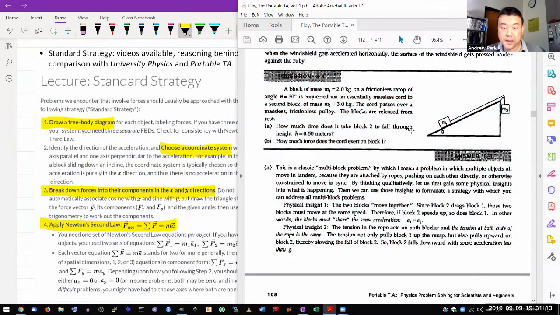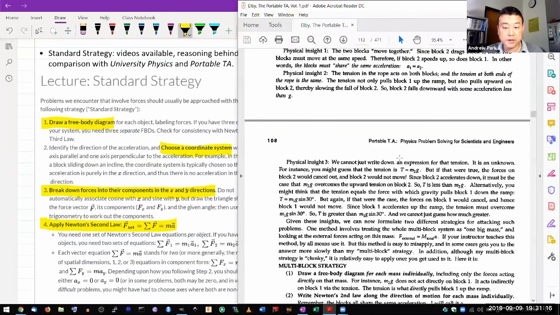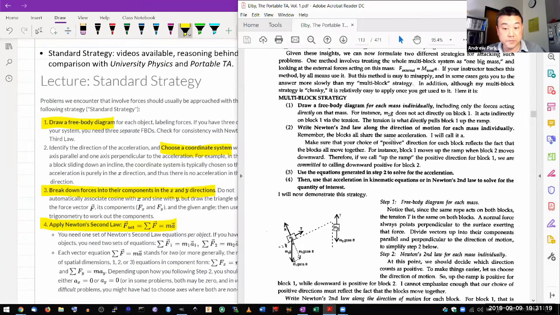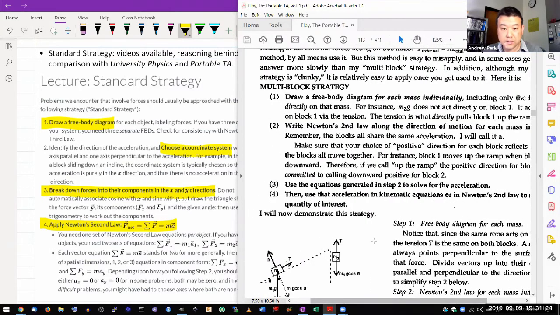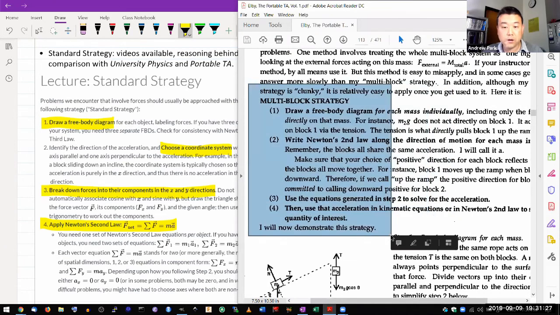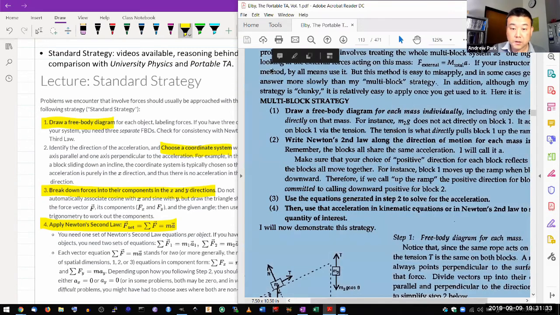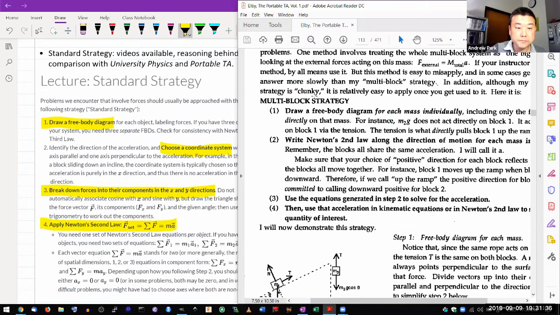And in the answer, Andrew LB introduces what he calls multi-block strategy. This is what he introduces. He says, draw a free body diagram for each mass individually. So what he calls step number one here, that matches up with our step number one, draw a free body diagram individually for each object.